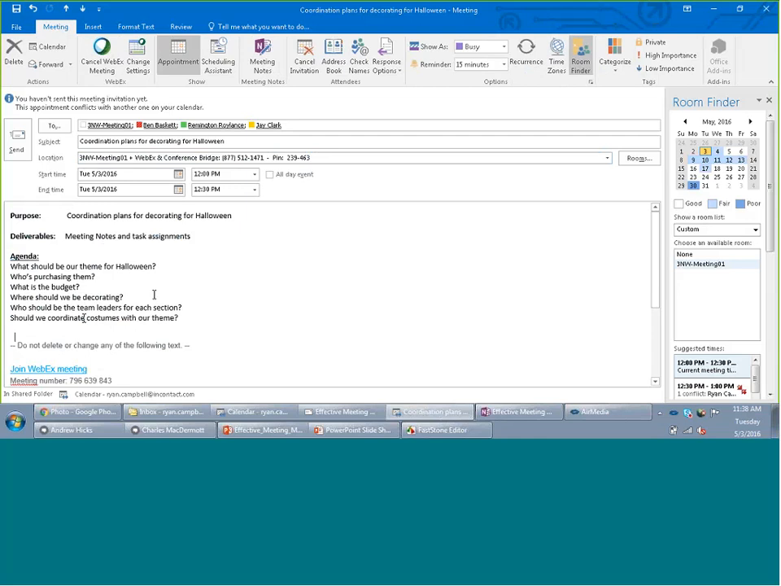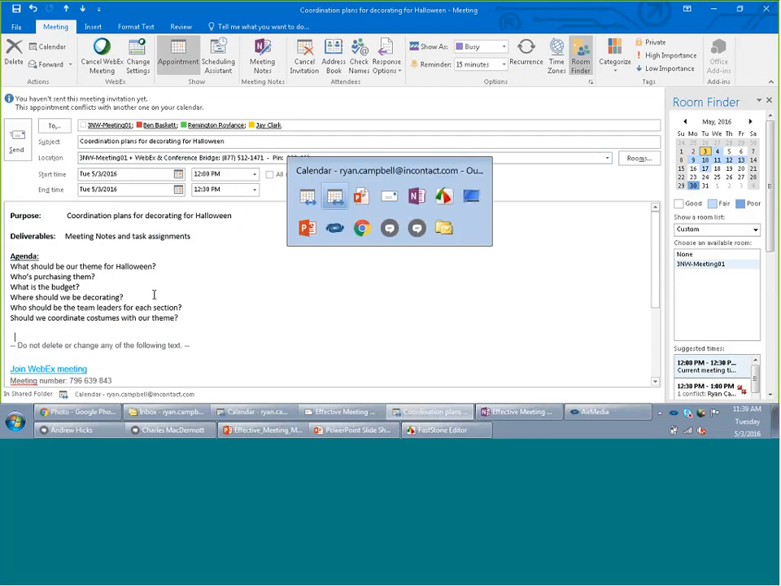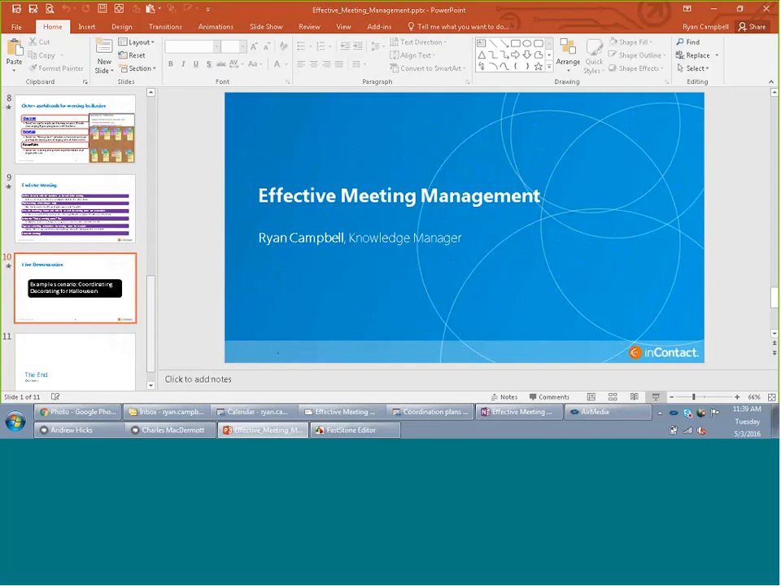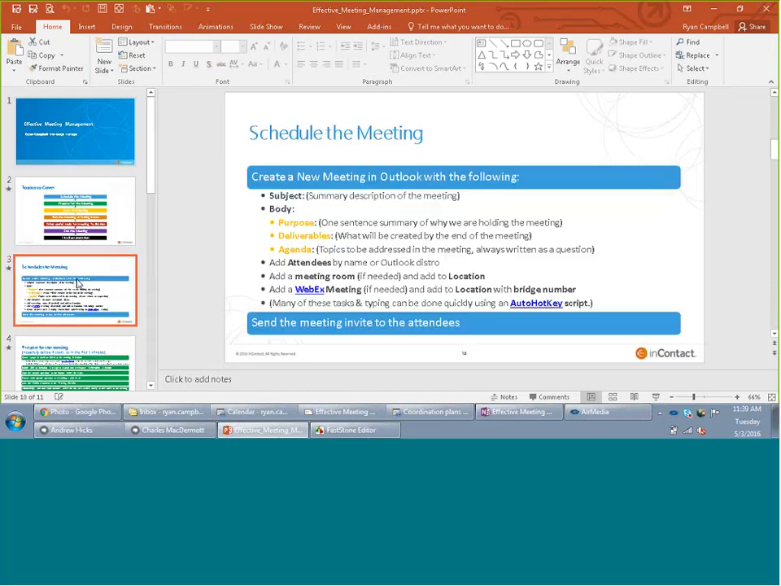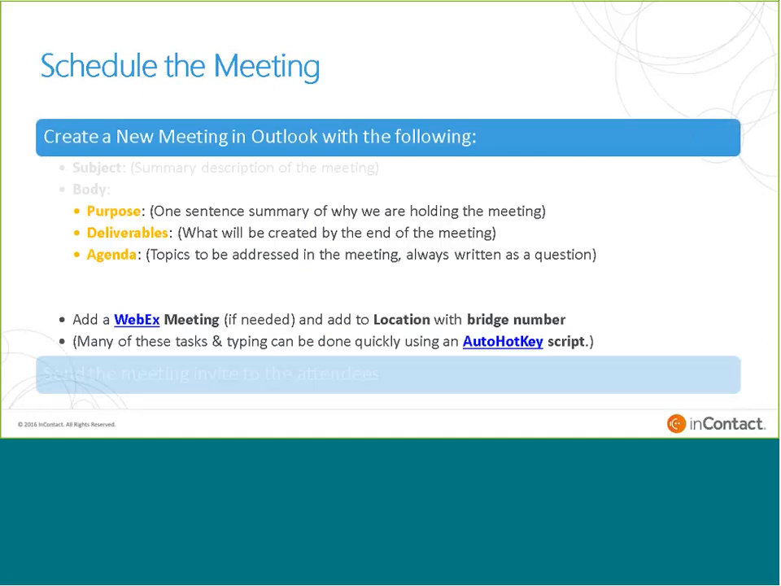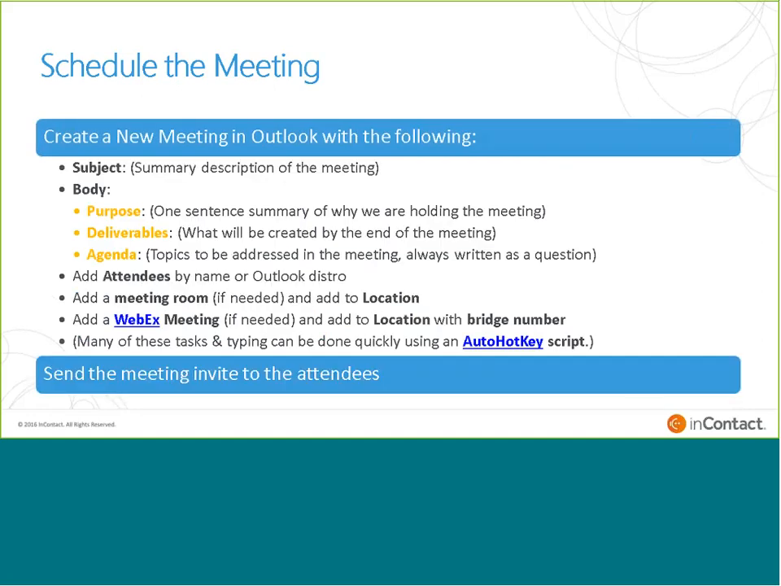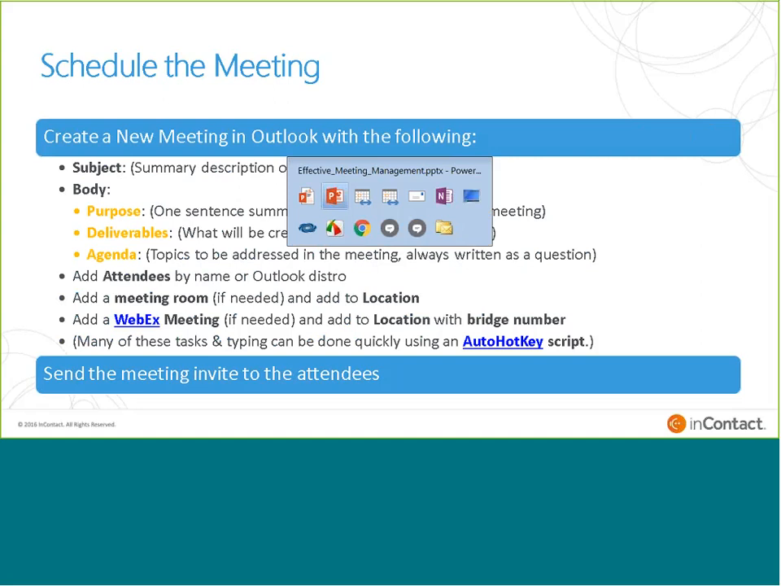Okay, so now we have our meeting room, our people that need to be invited, all that kind of stuff. So let's go back to the training, and we're going to make sure that we got everything on our list here to get this meeting started. So did we do all these things? We got the subject, body, attendees, meeting room, all that kind of stuff? Okay, good. So we're going to send our meeting.